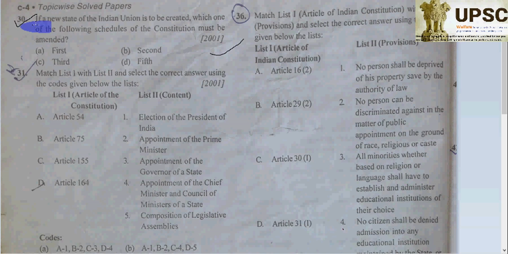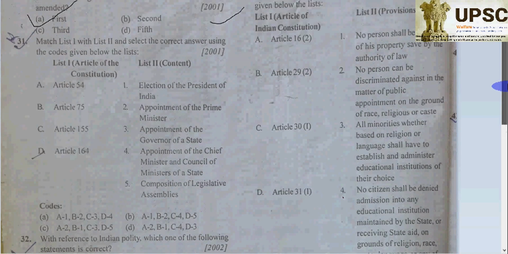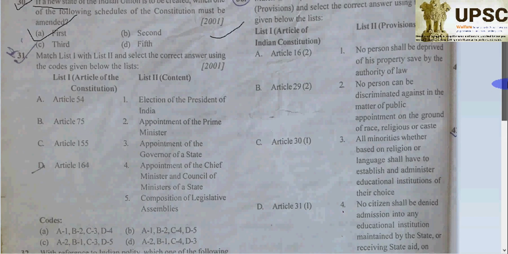This question is saying: if a new state or Union Territory is to be created, which of the following schedules of the Constitution must be amended? Of course, the first schedule, no doubt, because the first schedule deals with the naming and creation of states. It has been clearly mentioned.